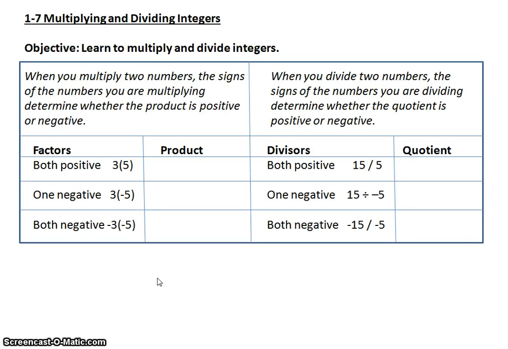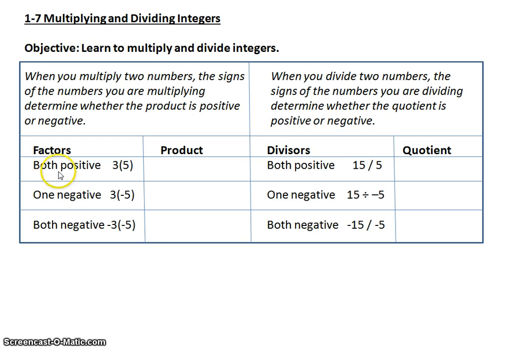Chapter 1, Section 7, Multiplying and Dividing Integers. The objective of this lesson is to learn to multiply and divide integers. Now, when you multiply two numbers, the sign of those numbers determines whether the product is positive or negative. Now remember, product means the answer to a multiplication problem.